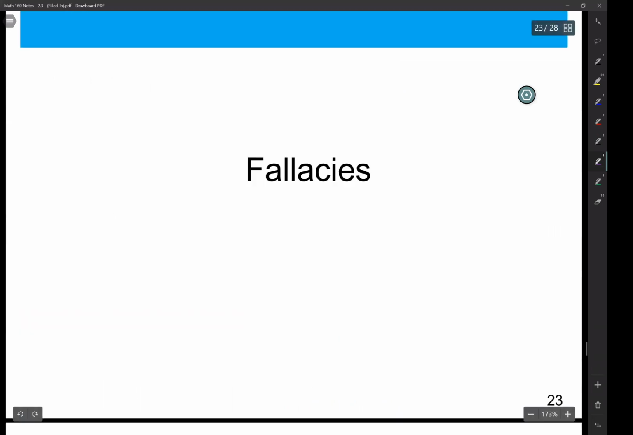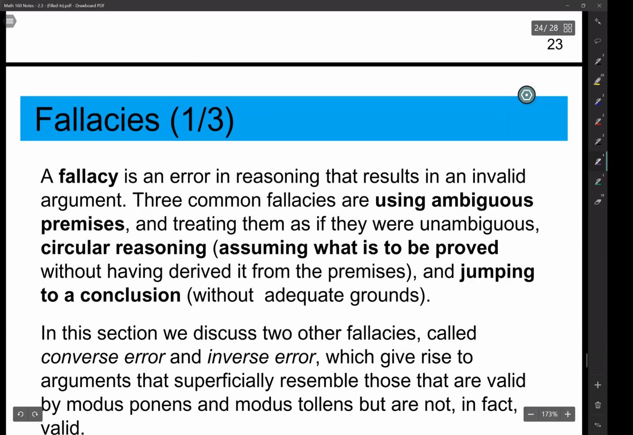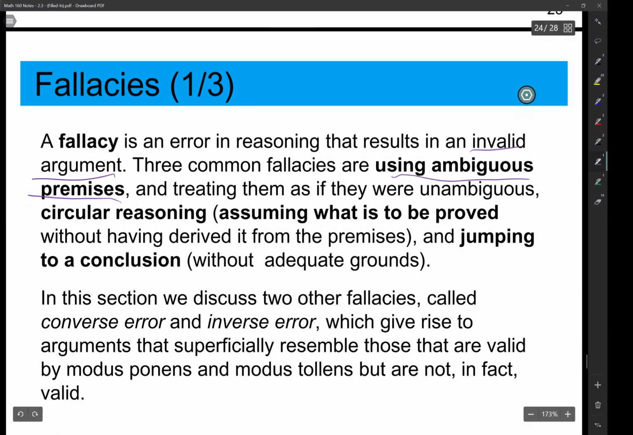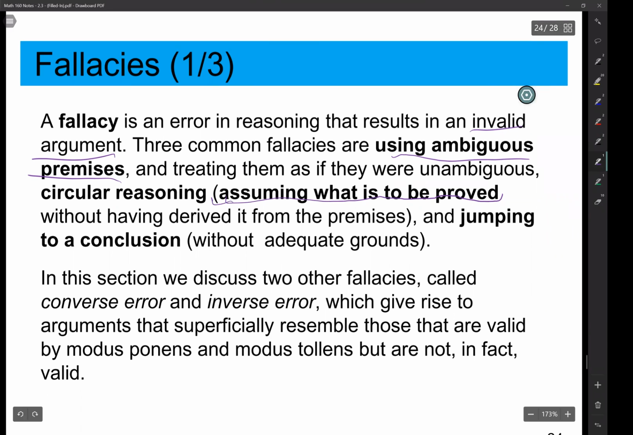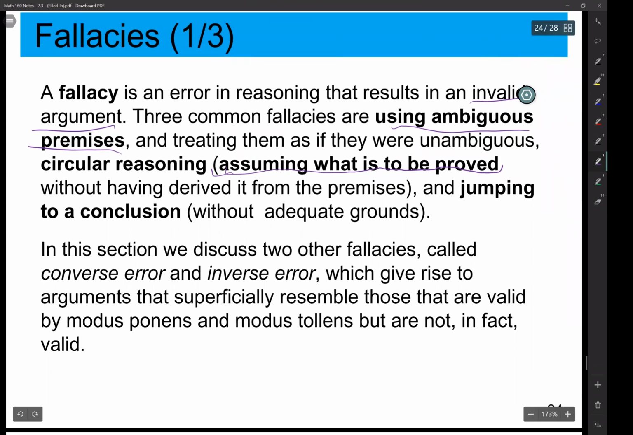Okay, finishing up, fallacies. A fallacy is different from a valid rule of inference because it's actually something that's wrong. A fallacy is something that results in an invalid argument. You can read these here. Using ambiguous premises is like if you label a variable but don't say where it comes from, like is n an integer, is n a real number, something like that. Circular reasoning is assuming what is to be proved. That's a really deadly one, and we're going to be working on that together a lot this semester to make sure that you don't do that.